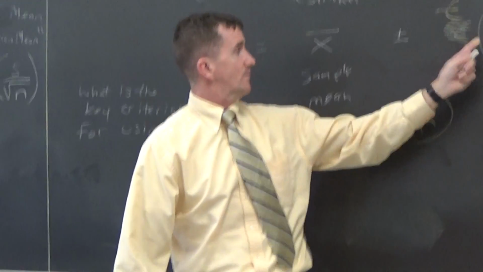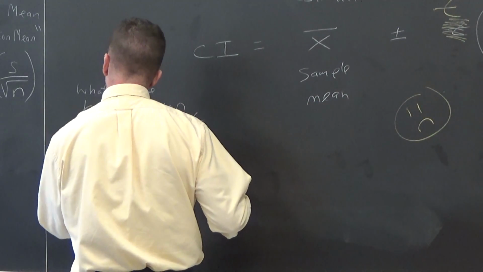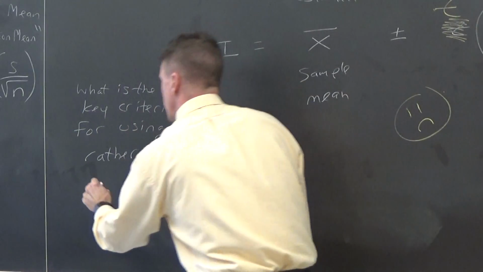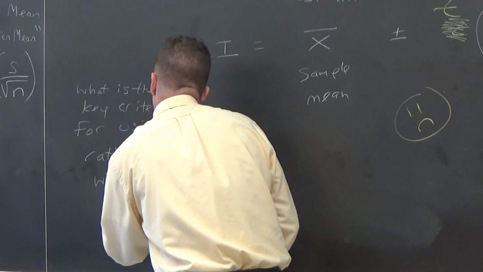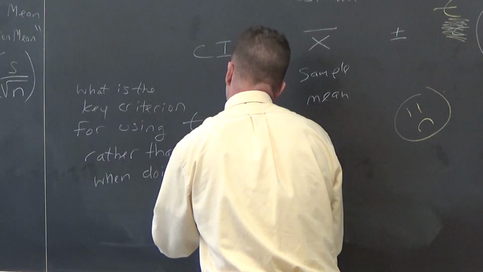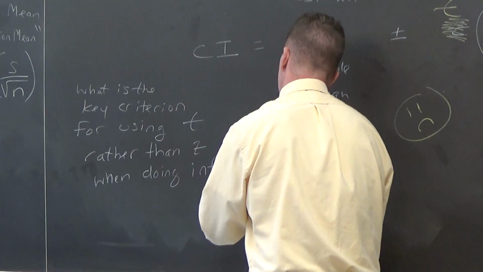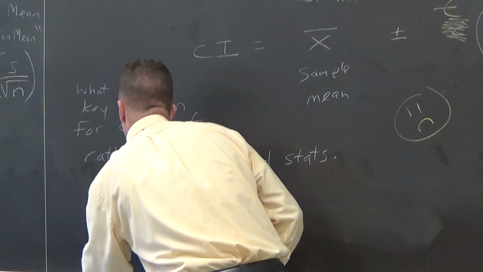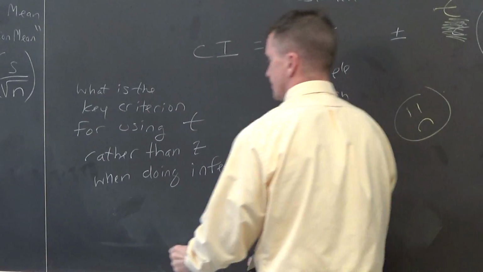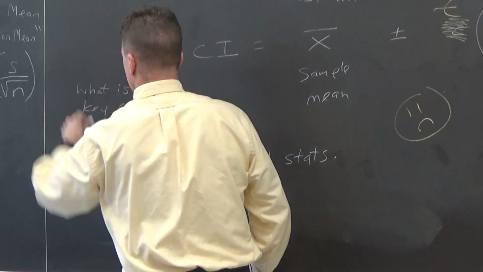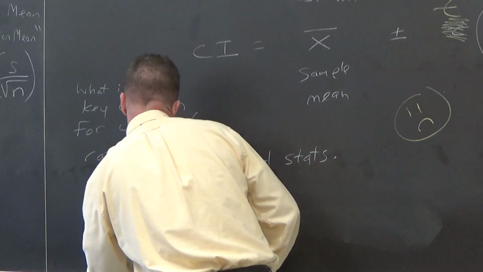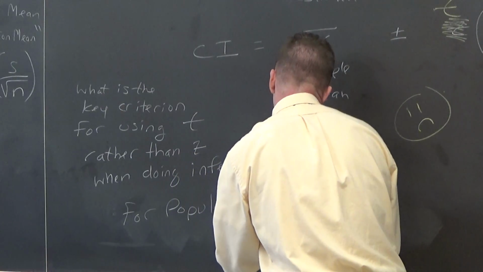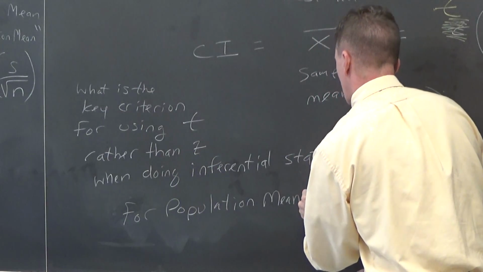this letter T, which I have up here right now, rather than, what do we always use? Z. And you go, when are we going to be doing this? When we do inferential stats. Inferential statistics. You can just put STATS, period. About inferential statistics. And this is dealing with the population mean. For population means. Okay, someone puts this up, I'll put a question mark, we're going to put the answer.